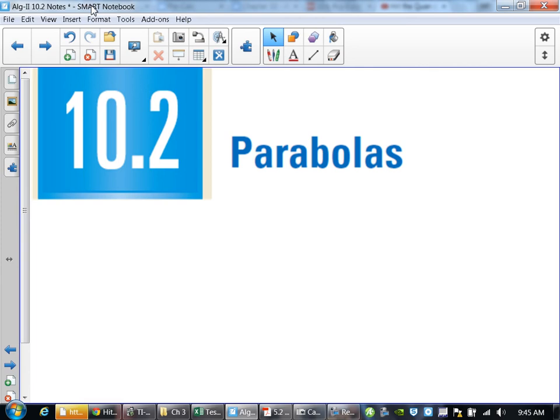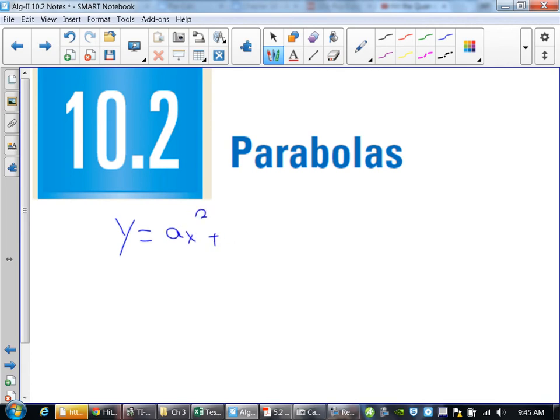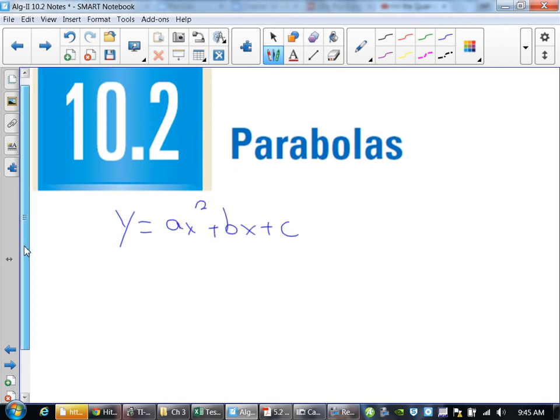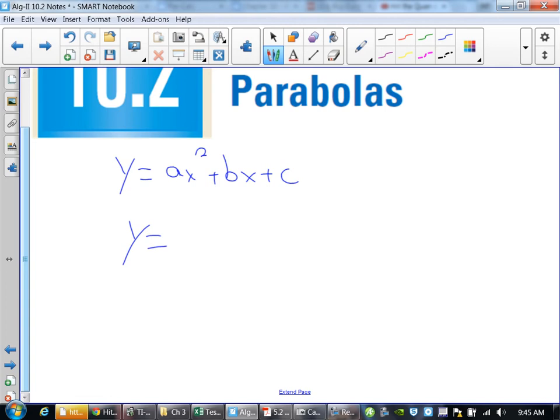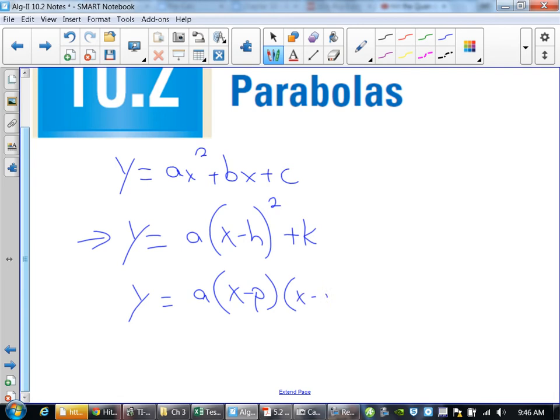What we've done so far with parabolas is just the regular forms. We've done y equals ax squared plus bx plus c. We've done y equals a(x minus h) quantity squared plus k. That was what we called vertex form. And then we did intercept form: y equals a(x minus p)(x minus q), where p and q are your zeros.